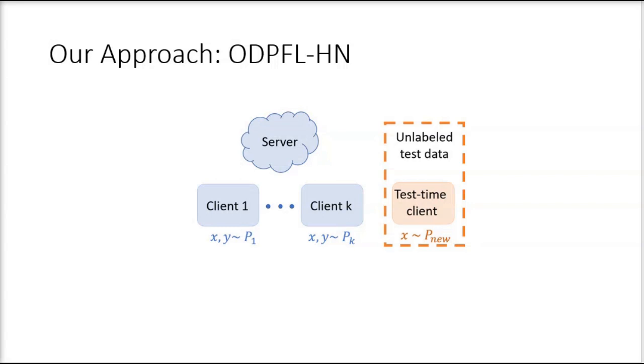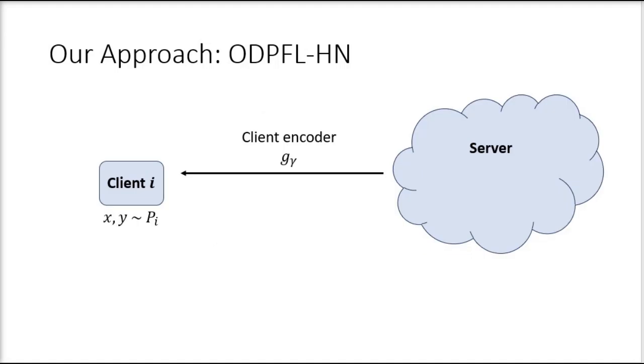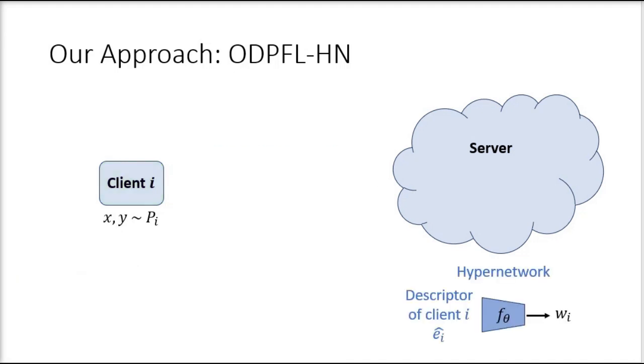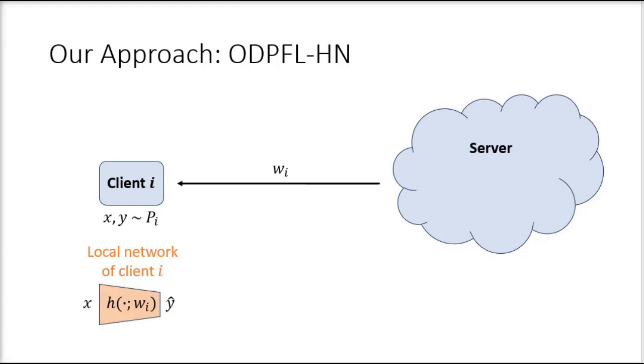We aim to train on the labeled clients an architecture that can be applied later on new clients with no labeled data. First, the server sends all clients a client encoder. Each client applies the encoder to its private dataset and gets a descriptor for its local dataset. In the server, each descriptor is fed to a hypernetwork that produces weights for a client local model. The weights are sent to the client to create a local model.